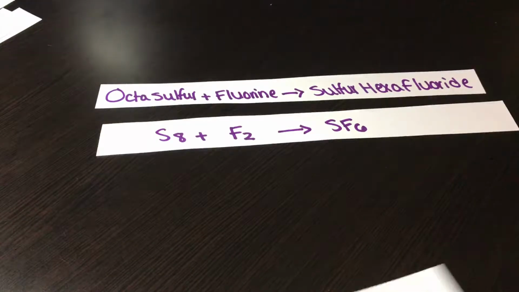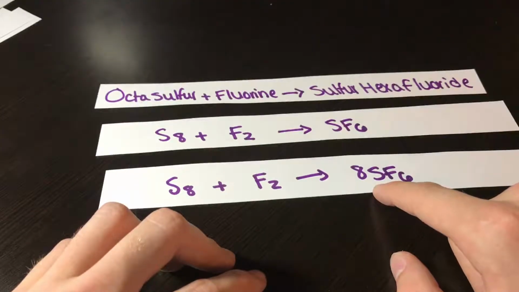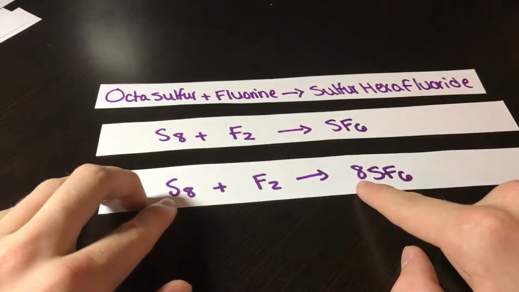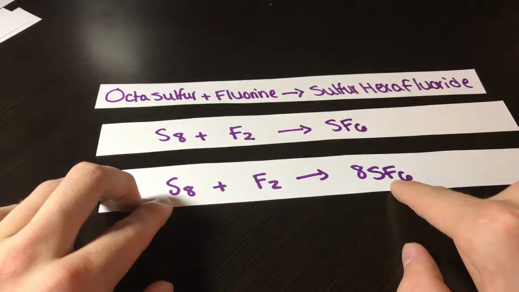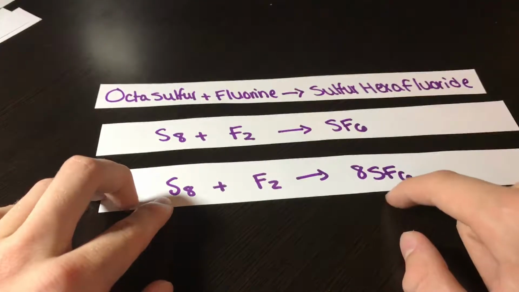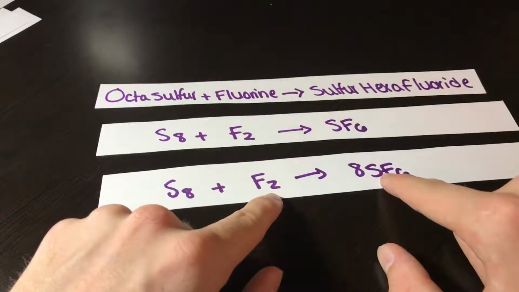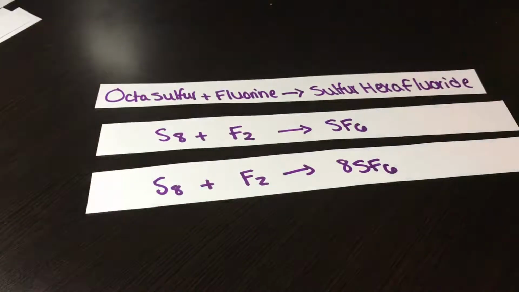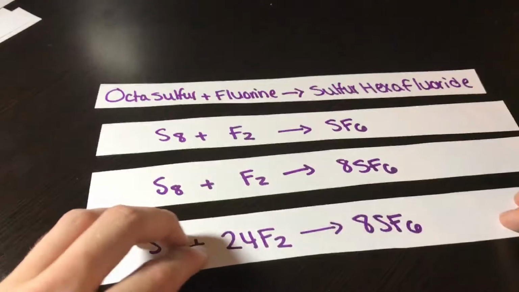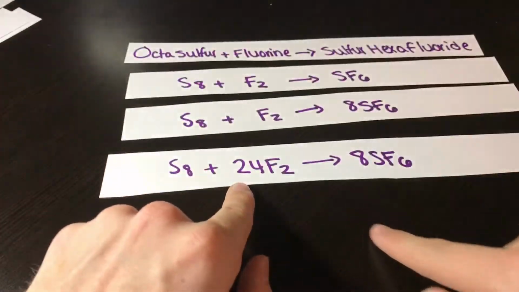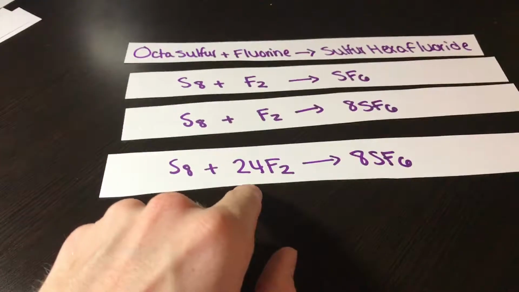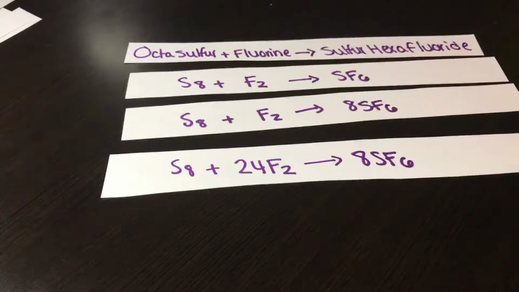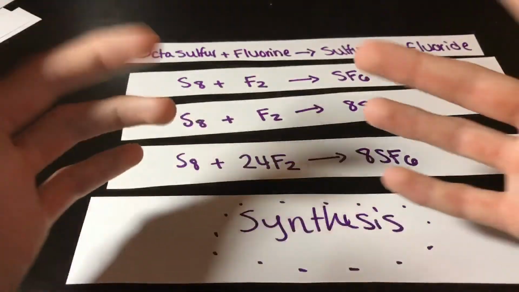The next step in this would be to add an 8 in front of that sulfur hexafluoride. This results in 8 sulfur, which is equal to over here, but it also results in 48 fluorine. So 8 times 6 is 48. Now we only have 2 over here still, so we're going to have to think of a number that we can multiply that 2 by to get the same 48 of fluorine that we have over here. So that's pretty simple, and we are left with 24 fluorine, which is the 2, so 24 times 2 is 48, which we have over here, and 8 sulfur, and we are done. And like we said earlier, synthesis reaction.